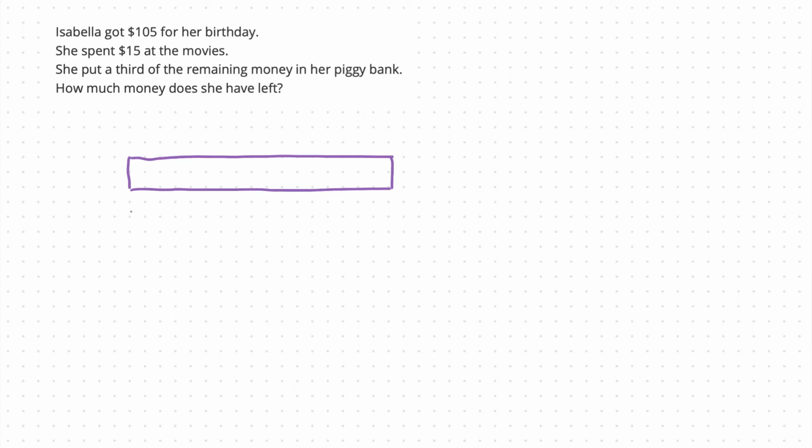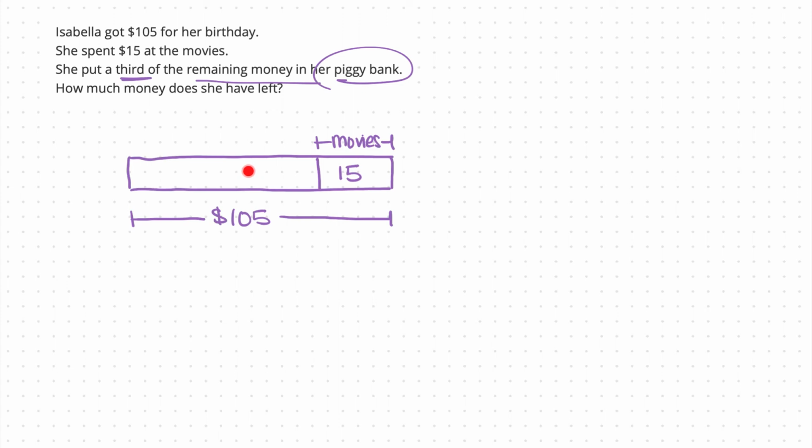It says that she got $105 for her birthday. So here's 105. Then it also says that she spent $15 at the movies. So this is some money here that we can say 15 was at the movies. Then it says she put 1/3 of the remaining money in a piggy bank. So that means the rest of this money has to be divided up into thirds, which is 3 pieces.